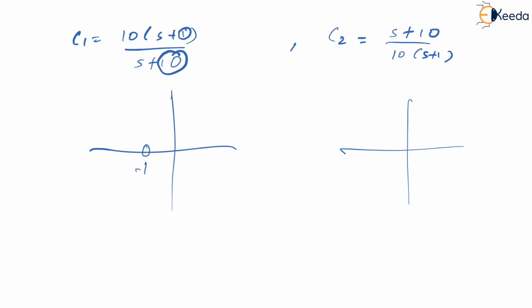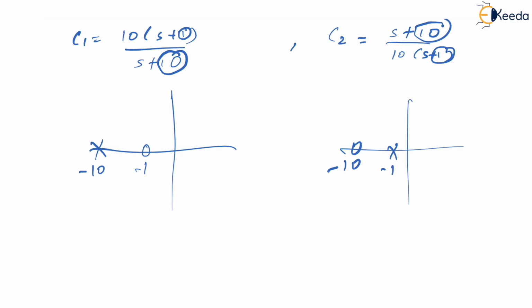And at -10 I have got a pole. So definitely there is a pole at -10. Similarly, if you see C2, what has happened? I have a zero at -10 and I have got a pole at -1. This is the pole at -1.